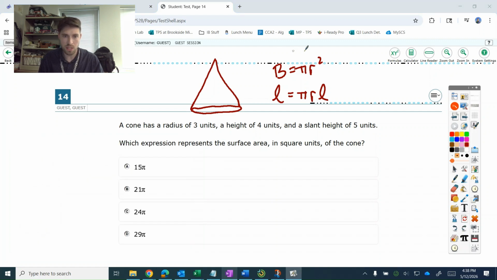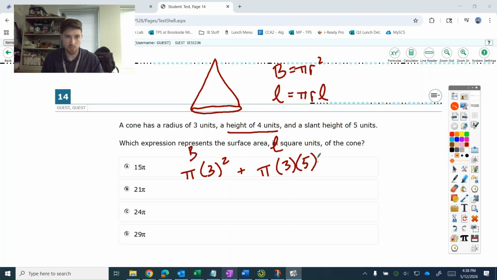And so all I have to do is kind of plug and chug. So for the base, it's pi times the radius squared. So that's my base. And then for my lateral area, it's pi times the radius. And then this is kind of just a distraction. We don't actually need the height. We want the slant height. And so that gives me 9 pi plus 3 times 5 is 15 pi. And so I'm going to write this answer in terms of pi, right? I see even these answers are in terms of pi. If I add 9 and 15, I get 24 pi, and so our answer is C.